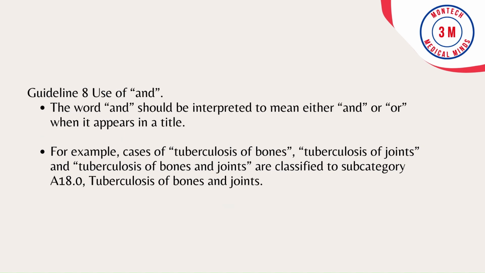Guideline 8: Use of and. The word and should be interpreted to mean either and or when it appears in a title. For example, cases of tuberculosis of bones, tuberculosis of joints and tuberculosis of bones and joints are classified to subcategory A18.0, tuberculosis of bones and joints.